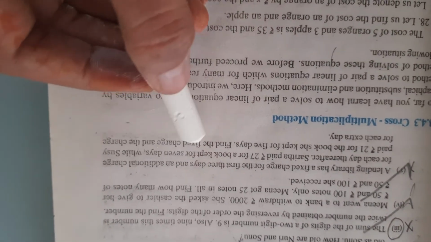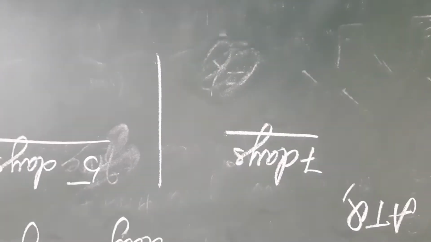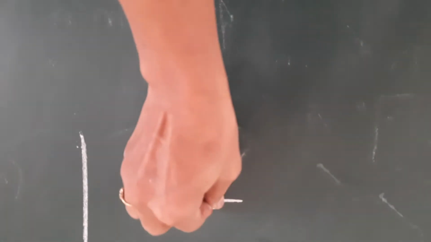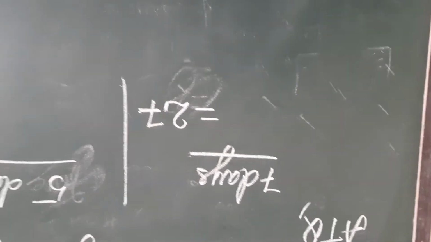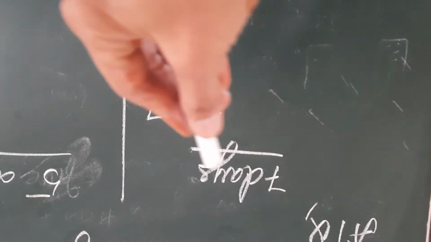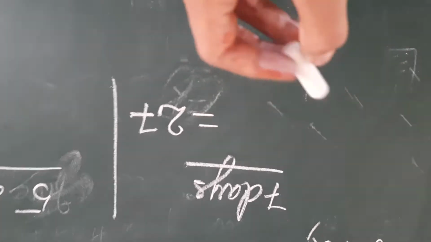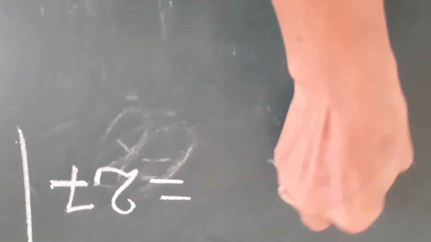and for 7 days Sarita paid 27 rupees while Susie paid that much rupees. Find the fixed charge and the charge for each day. So out of the 7 days, dear students, the charges are fixed. So total amount Sarita has paid 27 rupees, right? This is the total amount. But out of the 7 days, 3 days will be deducted because their charges are fixed.